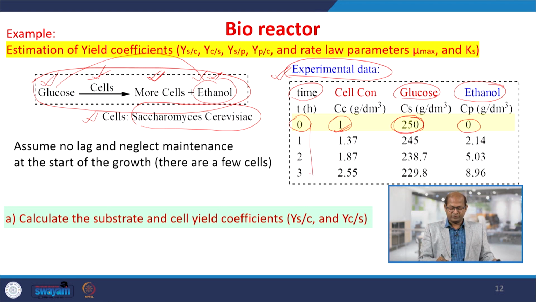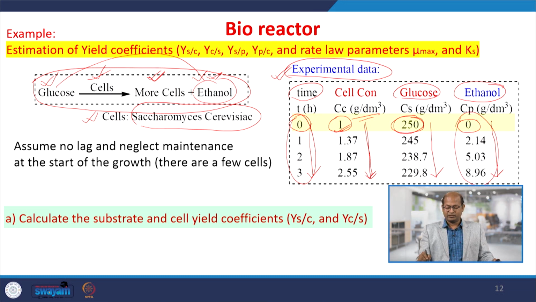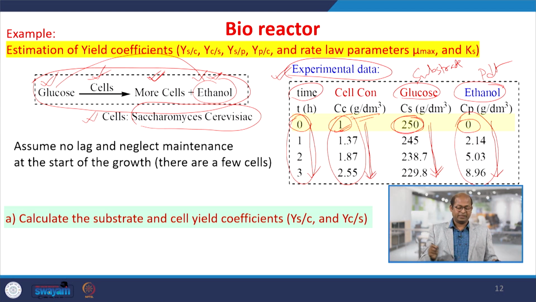As time gradually increases from 0 hours to 3 hours, the cell concentration, Cc, gradually increases, and the glucose, that is the substrate concentration, gradually decreases, meaning the substrate is converted to form new cells. Similarly, the product formation also gradually increases with time. If we increase the time, the cell concentration as well as the product concentration gradually increase. Only the substrate concentration gradually decreases. So, this is the experimental data for this particular reaction.